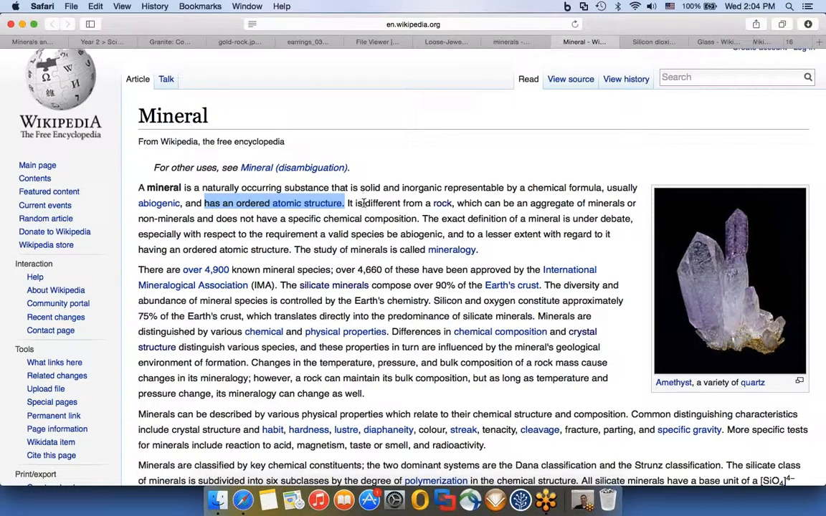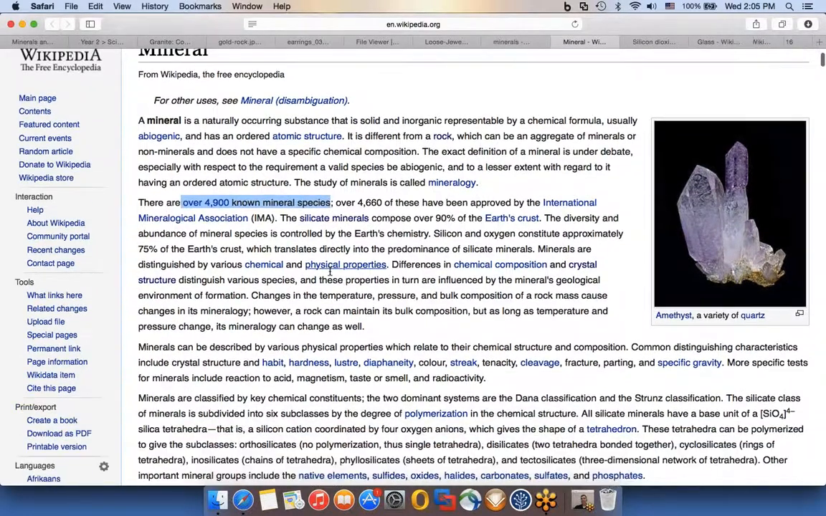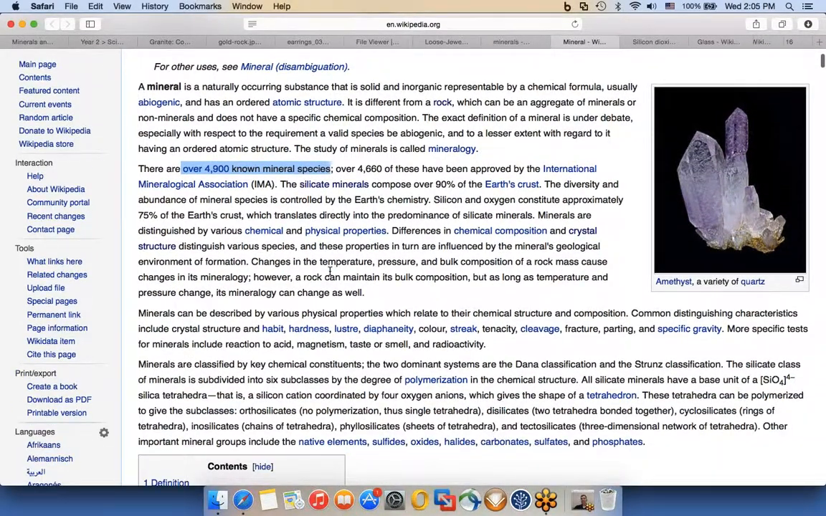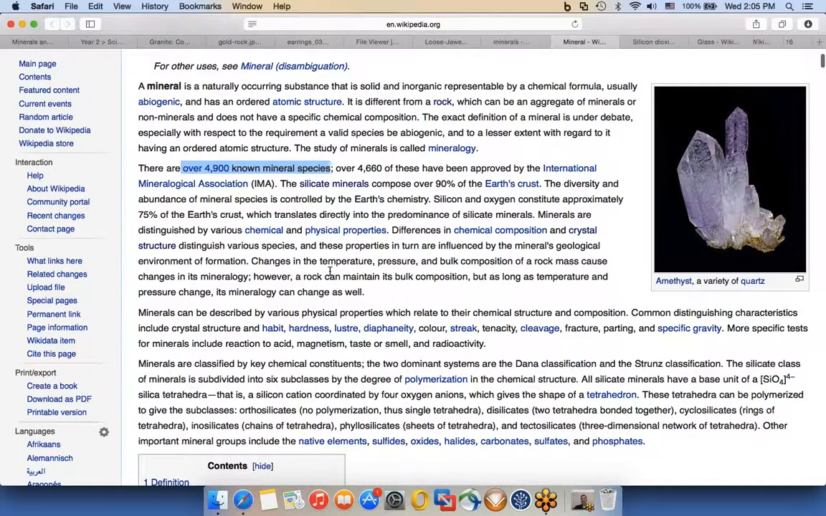The difference between a mineral and a rock is that rocks are usually aggregates of minerals or non-minerals. And so when we are talking about a specific concentration of this specific chemical structure, then we are talking about a mineral. And there are over 4,900 known minerals. So that is amazing, really, the number of minerals that are there.